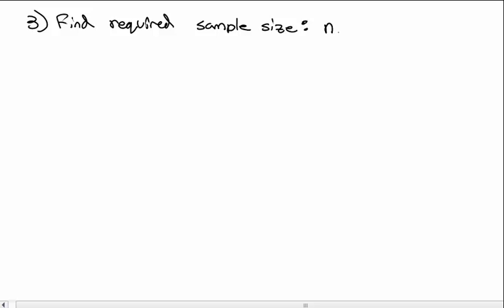for a mean where the population standard deviation is known is we use the formula. Actually, this is solving the error formula for n. Solve the error formula for n, you get n equals z squared sigma squared divided by the error squared.